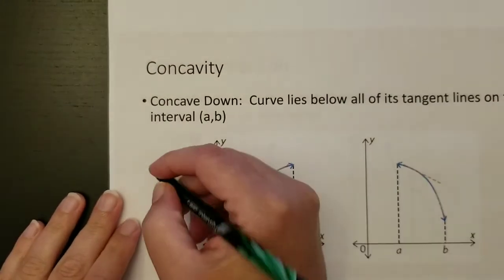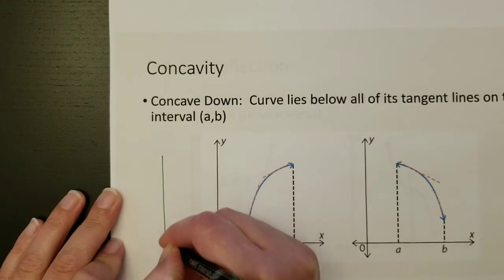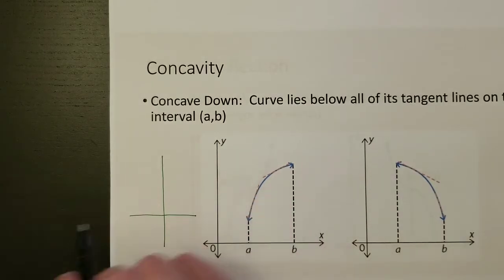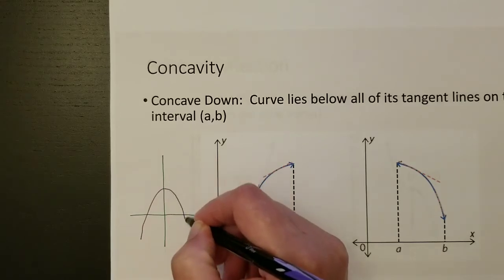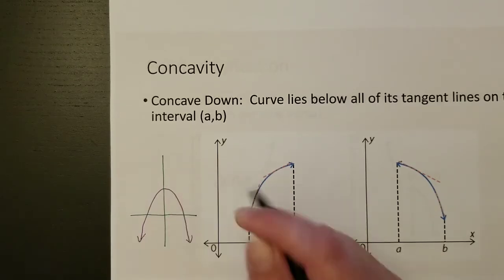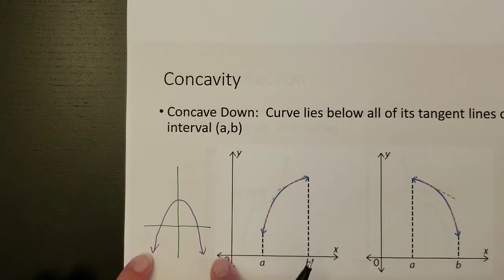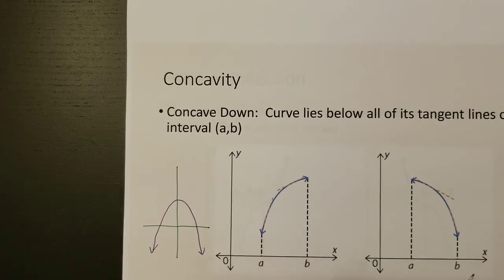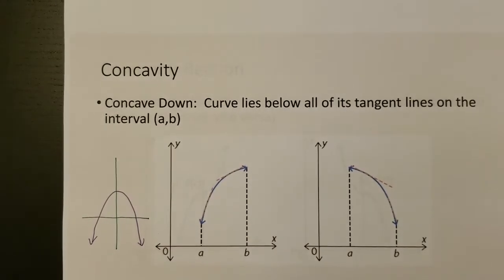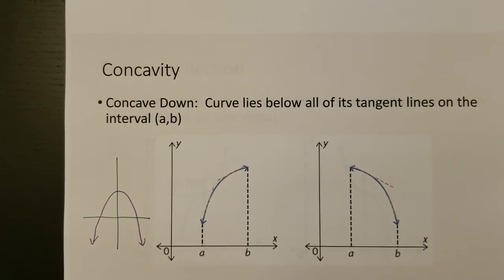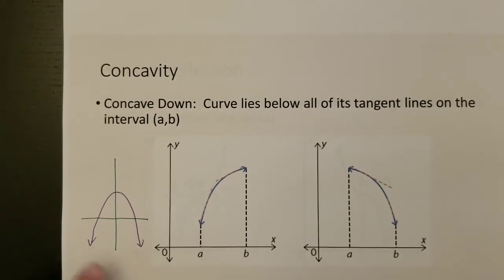And many functions will have intervals where they're concave up and intervals where they're concave down. So we're just not talking about an entire function. Like for a parabola, that's the simplest one. An opening down parabola is concave down all the time. But many functions, especially higher degree polynomial functions, will have intervals where they're sometimes concave up and sometimes concave down. And that's going to give us information about the shapes of these graphs.